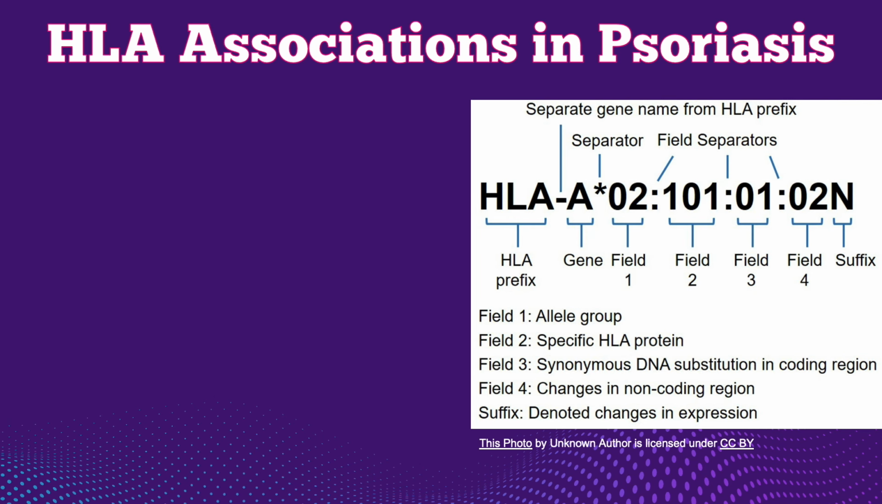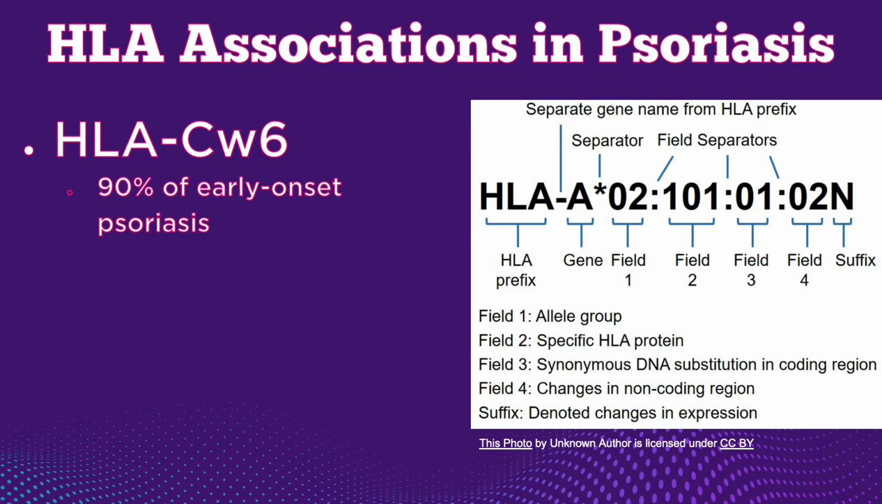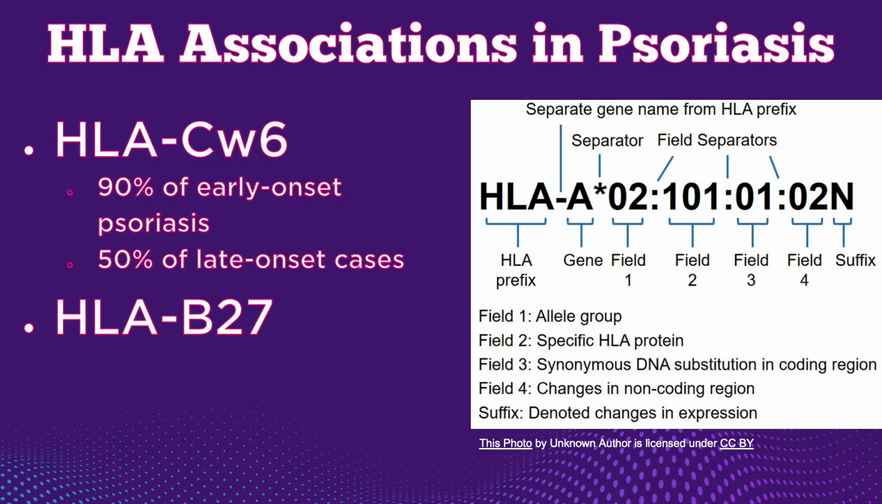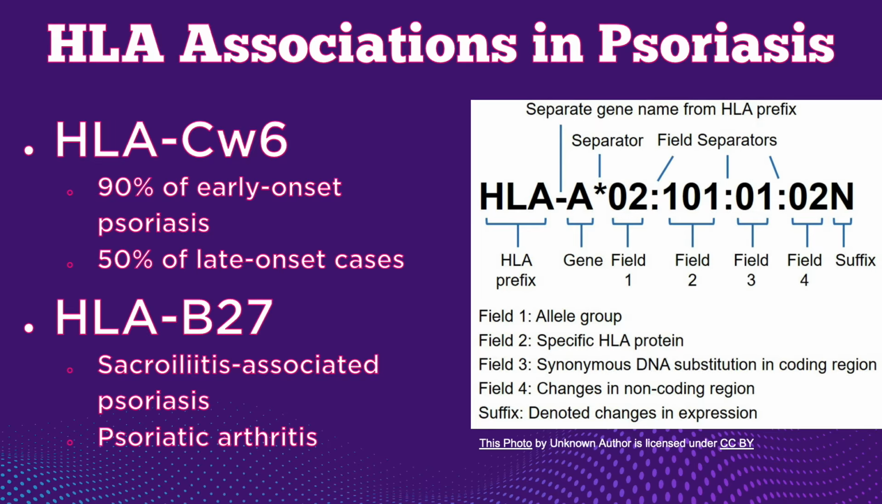The HLA associations with psoriasis include HLA-Cw6, which is present in 90% of early onset psoriasis patients and 50% of late onset cases. HLA-B27 can be associated with sacroiliitis-associated psoriasis, psoriatic arthritis, and pustular psoriasis.